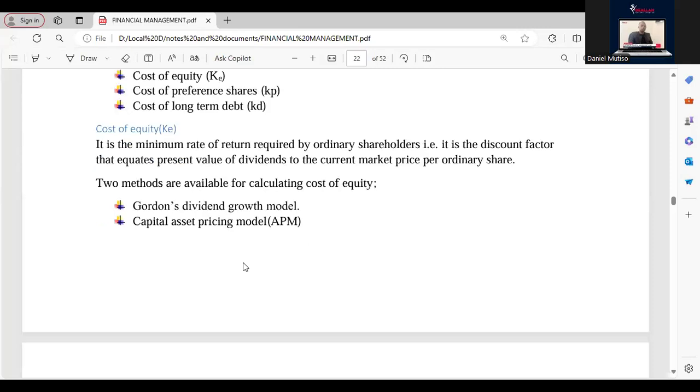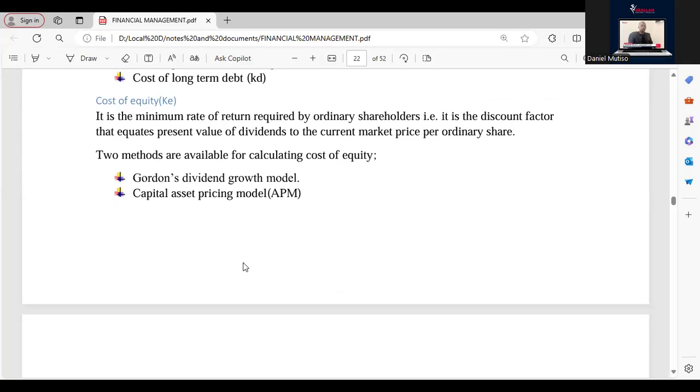Now, two methods are available for calculating the cost of equity. That is why I want the students to follow up on the topics the way I have been sharing them. The first is Gordon's dividend growth model, which is used to value the ordinary shares under the three types of firms. I will share a very interesting topic on that. Then we have the capital asset pricing model.